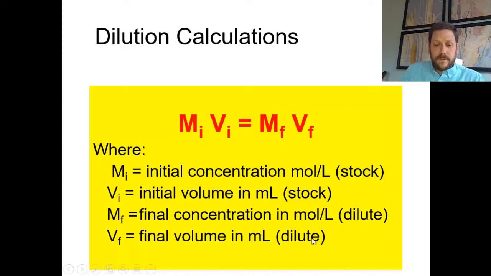They are dilute. Notice that Mi will always be a greater number than Mf because we are diluting the solution. But Vf will always be a greater volume than Vi because the more solvent we add, the more solution we end up with.